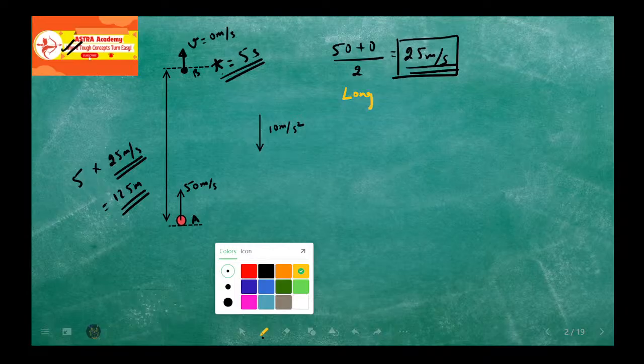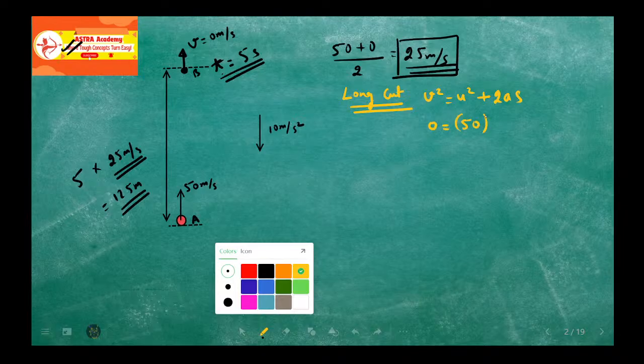I know initially the student gets trust issues about how it could be so easy. So I'm explaining it with the long-cut method also. You must have seen this formula: v square is equal to u square plus 2as. So final velocity is 0 meter per second. Initial velocity is 50 meter per second. 50 square plus 2a.